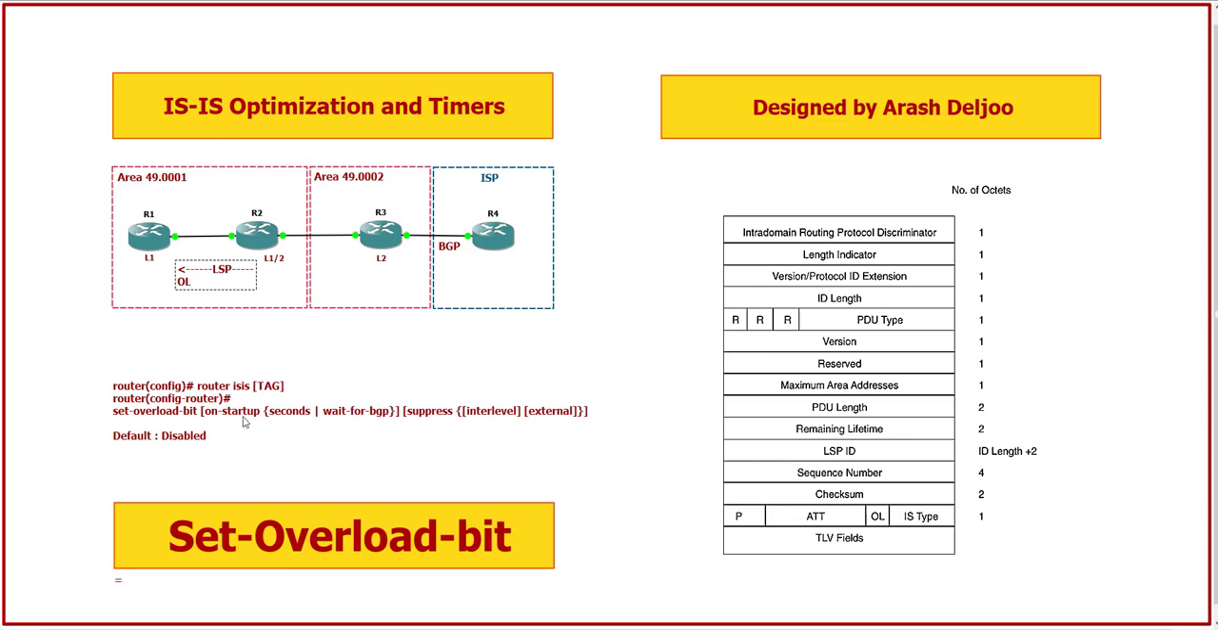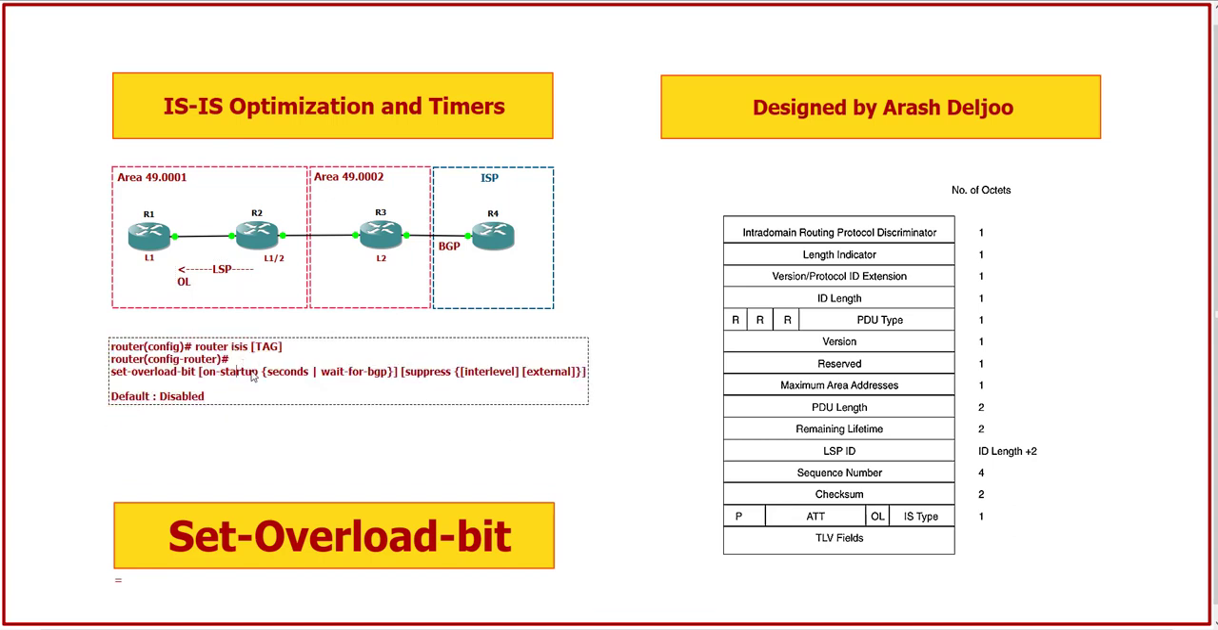Look here. This is the command that we can use for setting the overload bit in this router. The first command is set overload bit on startup. We can write these commands and talk about each of them. Specifically, the first is set overload bit, and then using on startup, and after that we have one option, the seconds. Assume that I'm using 10 instead of the seconds.